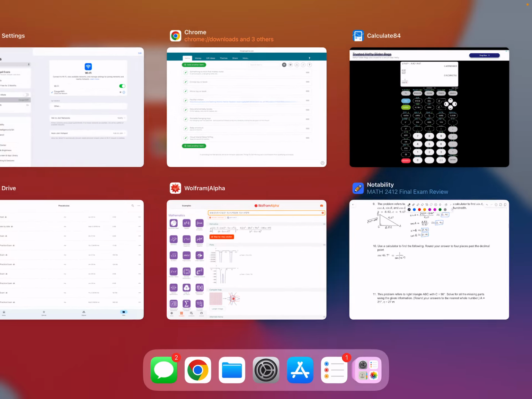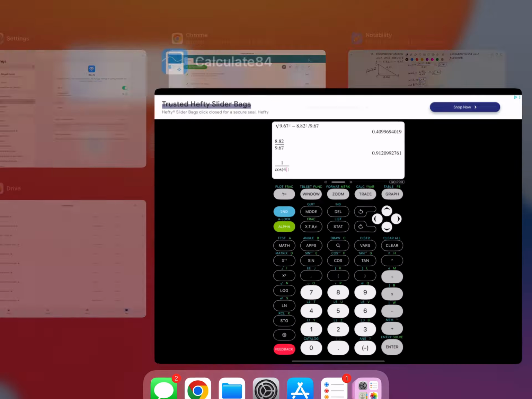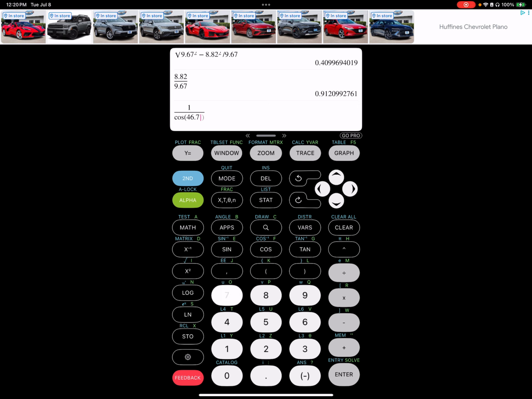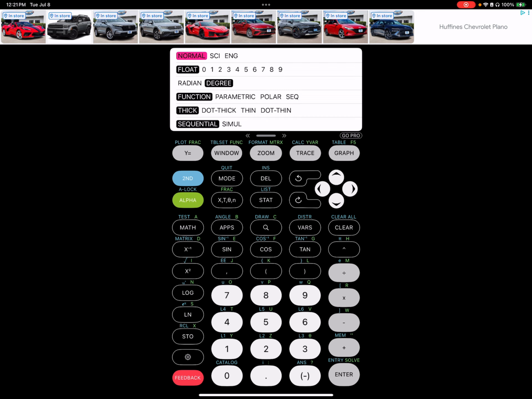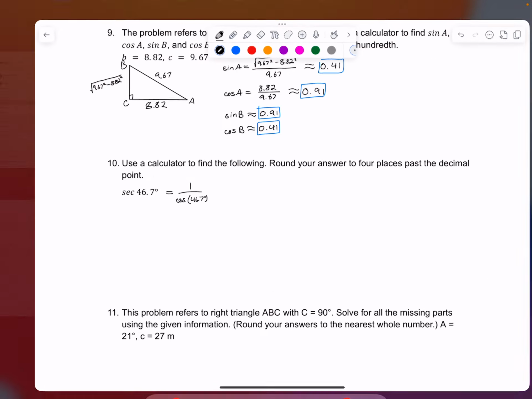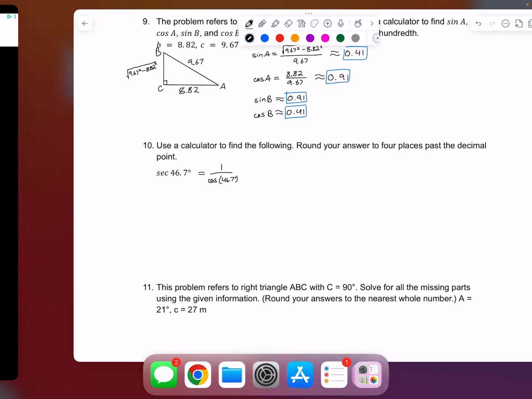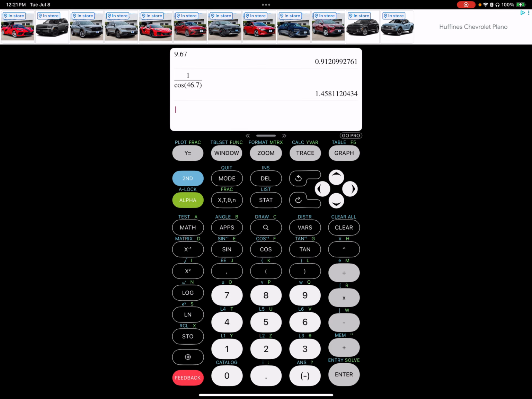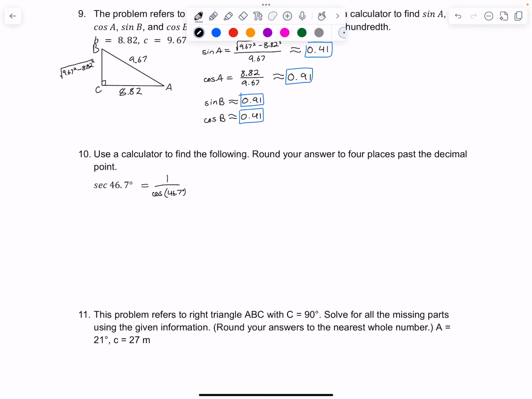Oh, what was it? 46.7. And I should double check because that does not look right to me. Well, maybe it is. I should double check though. Am I in the right mode? I am. I am in degrees, so we are good. 1 over the cosine is 1.458. And it tells us to round to 4 decimal places, so that's 1.4581.